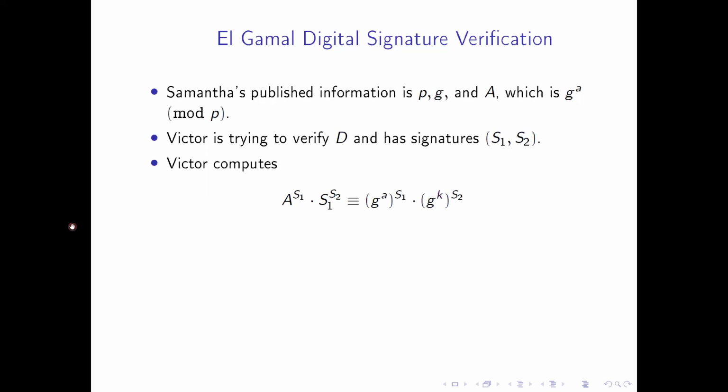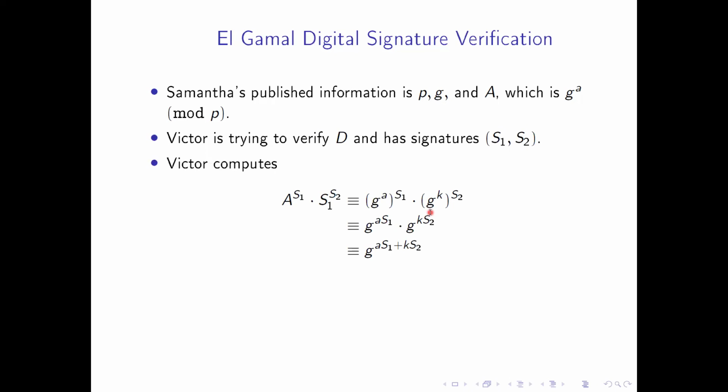So then what? Well, excuse me. It works because of this math. So I'm going to break it down and show you the math, and it's going to rely on the definitions of what S1 and S2 are. So remember, big A is equal to G to the a, and S1 is G to the K. Well, that means by the exponent rules that this is just G to the A S1 times G to the K S2, or we can add the exponents together.